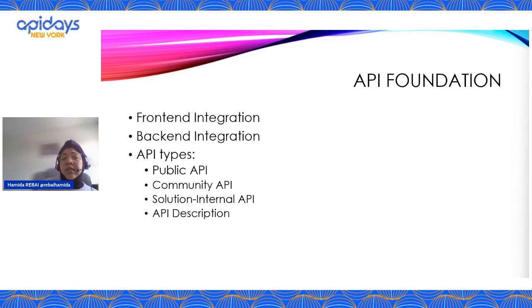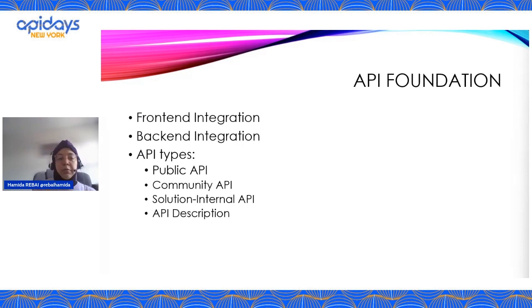We have community APIs that are open to a specific community or group of developers, such as those who are building applications for a particular platform or ecosystem. An example of community APIs can include APIs provided by, we give an example, the Salesforce Exchange ecosystem. Solution internal APIs are used within an organization to connect different systems and applications, and these APIs are not exposed to external developers or end users, and are typically used to support internal workflows and processes.